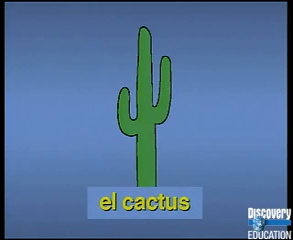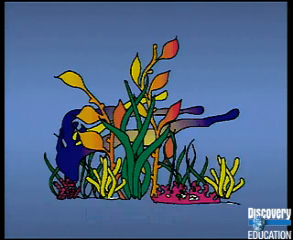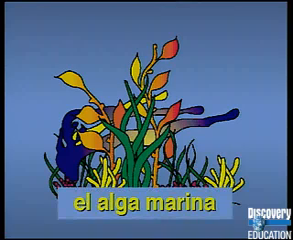Y en el océano. Oh, yeah. ¿Cuál es una planta común? How about this? Seaweed. Right? En español es el alga marina. El alga marina. Marine algae, seaweed. You see that there? El alga marina.